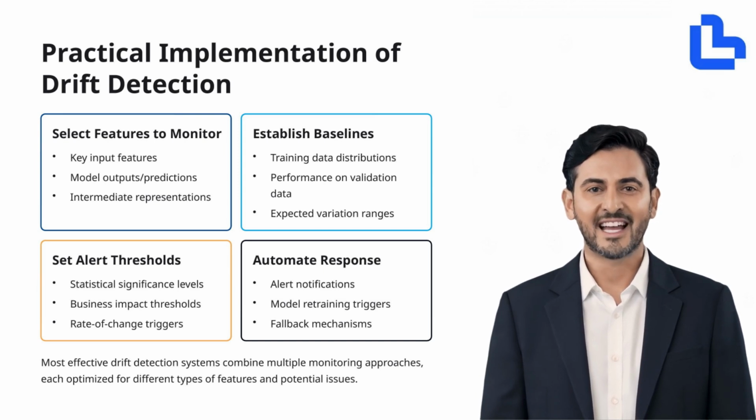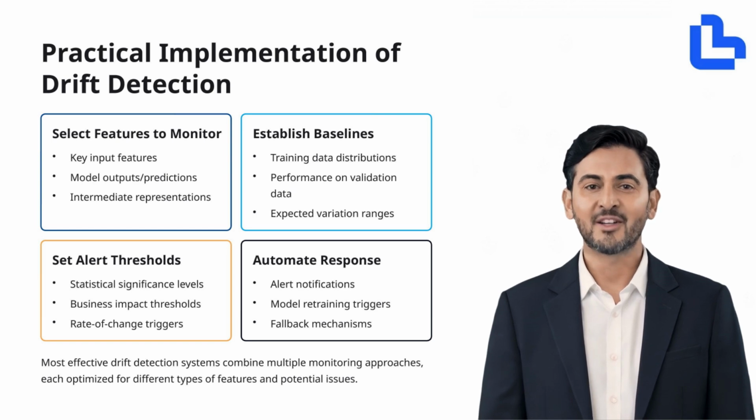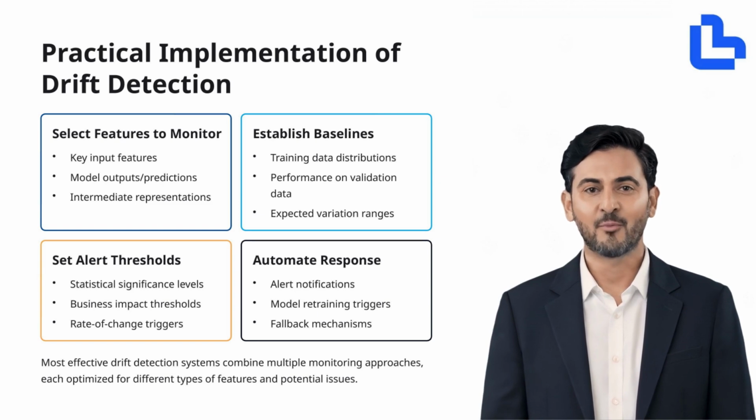Now that we've covered how to detect drift, let's talk about how to implement drift detection in practice. This is where theory meets engineering, and where a well-designed monitoring system can make all the difference in maintaining model performance. The first step is to select the features you want to monitor. These should include key input features that drive model predictions, the model's outputs themselves, and even intermediate representations if your architecture allows it. Monitoring these layers gives you visibility into where drift might be occurring, whether it's in the data, the model's logic, or its predictions.